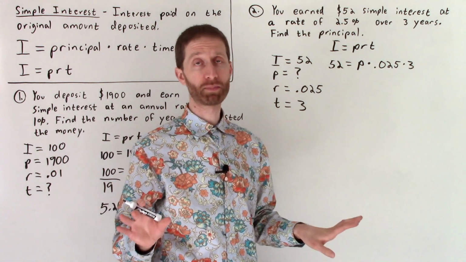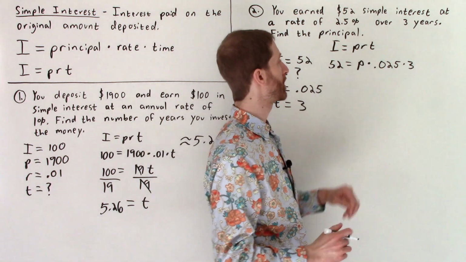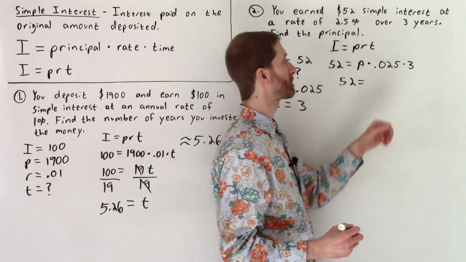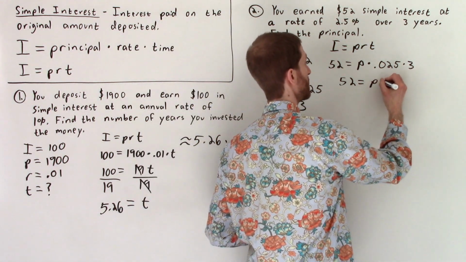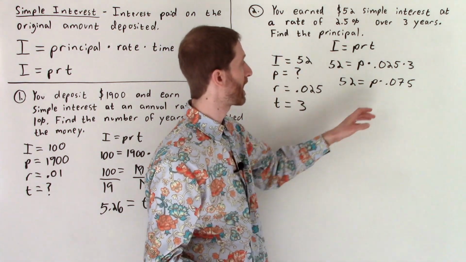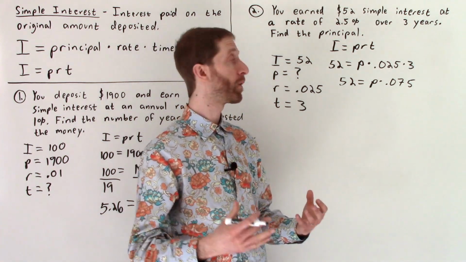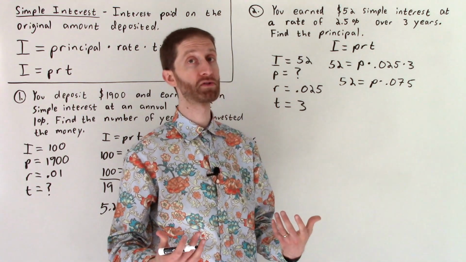Nice. Now from here, it is a normal old equation. You're forgetting that it's simple interest for a moment and focusing on your algebra skills. So we're going to multiply what's going on the right-hand side. We get 52 is equal to 3 times 0.025 is 0.075. P times 0.075. Some people will want to write this as 0.075 times P. That's fine as well.